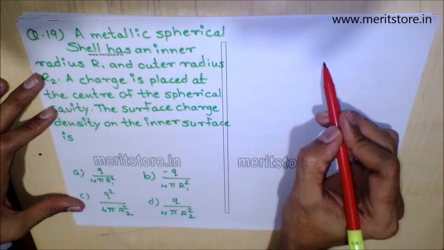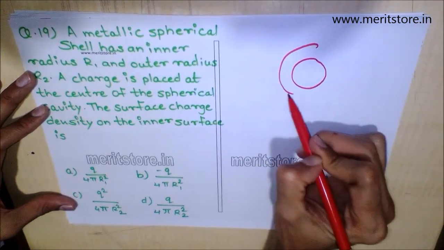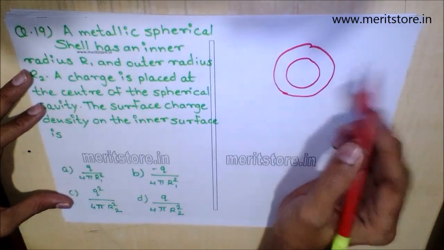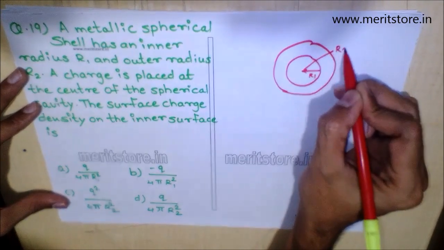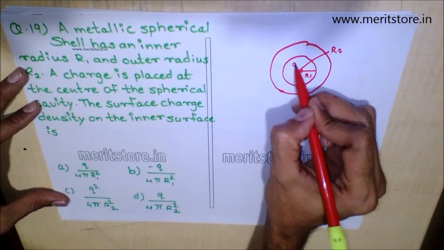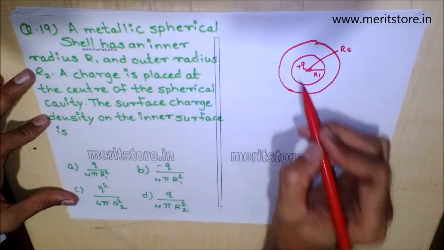So basically we have two concentric spheres. One is here and one is out here. The inner radius is R1. The outer radius is R2. We have a charge Q, that is plus charge, placed at the center of the sphere. Now the surface charge density on the inner sphere.